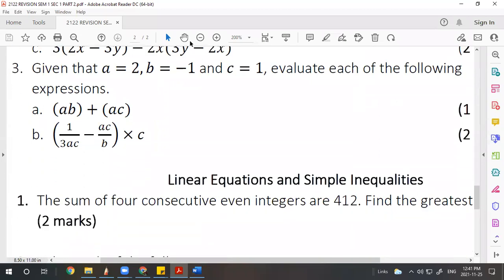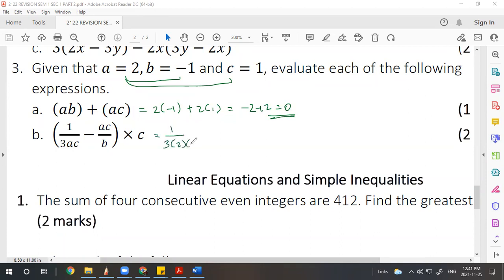Okay. Now, AB plus AC. What is AB? 2 times negative 1. Wow, enak deh. 2 times negative 1, plus AC. 2 times 1. Wah, 0 ini. 2 times negative 4 kan negative 2. Plus 2. 0. 1 over 3 AC. 1 over 3 times 2 times 1. Bracket lupa. Minus AC, 2 times 1 over B, negative 1 times C, 1. Oh, times 1. Ya udah lu cuekin aja nanti.